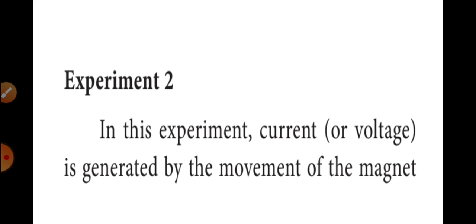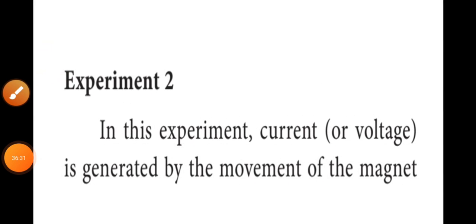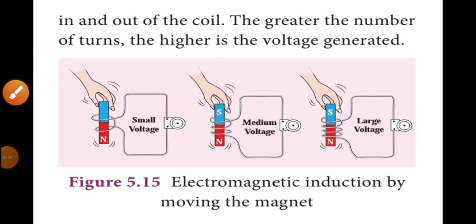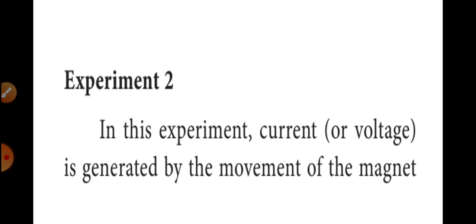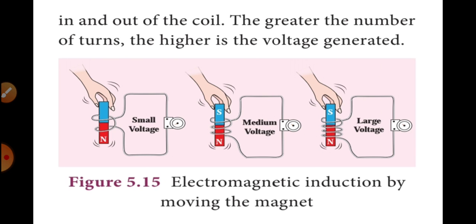Here, with movement of the magnet in and out of the coil, the greater the number of turns, the higher the voltage generated. So we do this experiment using the movement of the magnet. You have to see the diagram, figure 5.15, electromagnetic induction by moving the magnet.